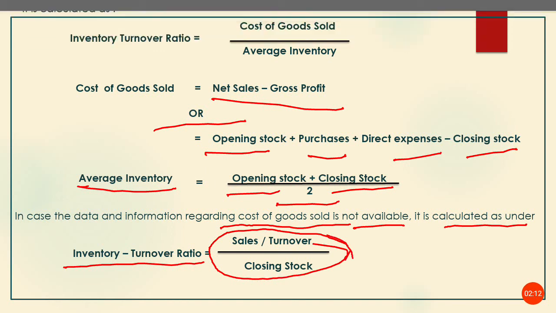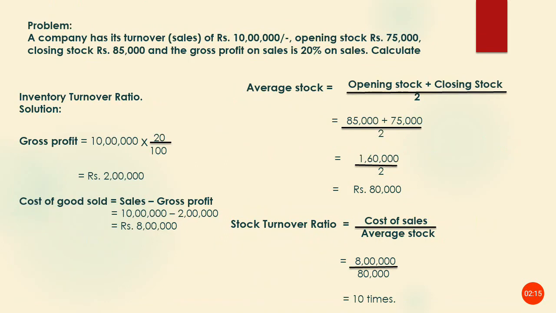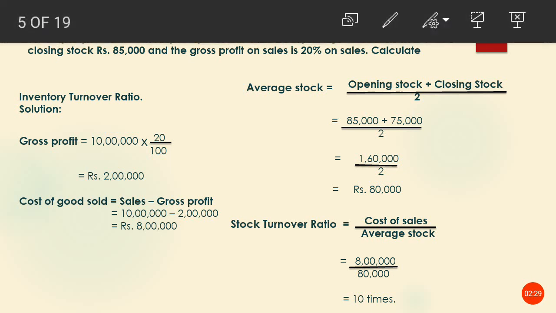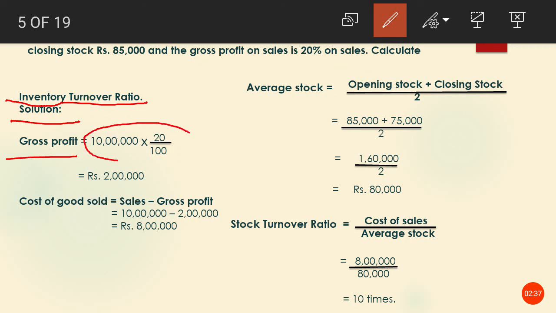Problem: a company has its turnover, sales of rupees 10 lakh, opening stock rupees 75,000, closing stock rupees 85,000, and the gross profit is 20% on sales. Calculate inventory turnover ratio. Solution: gross profit is equal to 10 lakh into 20 divided by 100 is equal to rupees 2 lakh. Cost of goods sold is equal to sales minus gross profit is equal to 10 lakh minus 2 lakh, that is rupees 8 lakh.